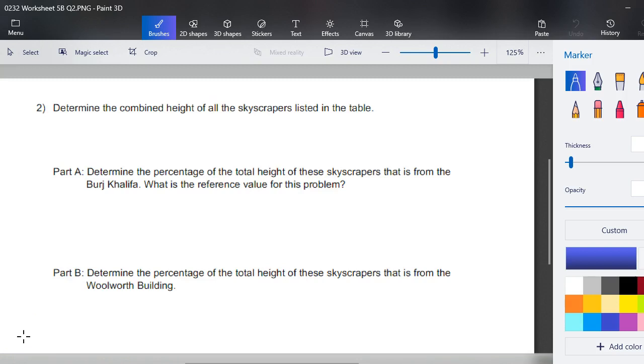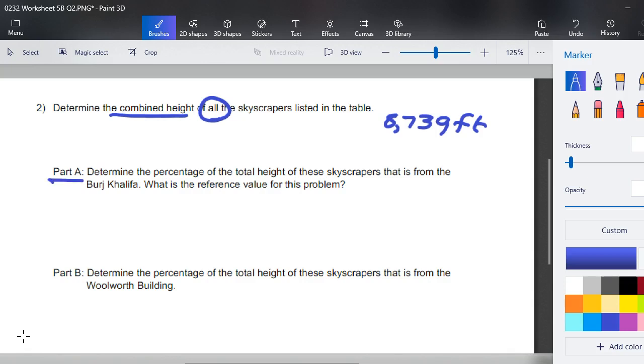Welcome back. Let's work on question 2 together. Determine the combined height of all the skyscrapers that are listed in the table. So a quick addition, and you get 8,739 combined feet in the height of all of the skyscrapers listed in the table.